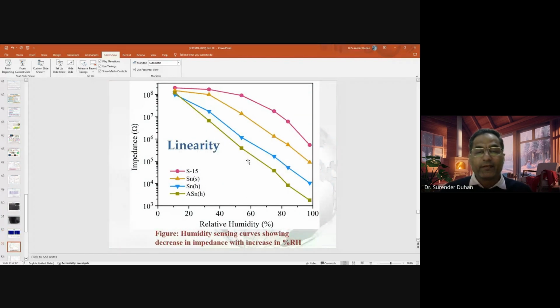This is linearity. This is the humidity sensing curve showing the decrease in impedance with increase in RH. For bare, the order of change is less. This is soft template, hard template, and this silver-doped SnO2. Here the order of change is 5 orders, from 10 to the power 8 to 10 to the power 3.